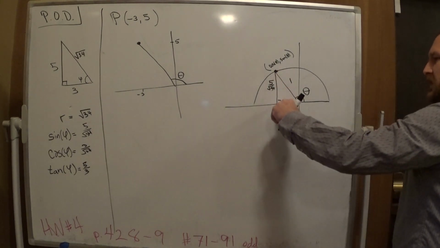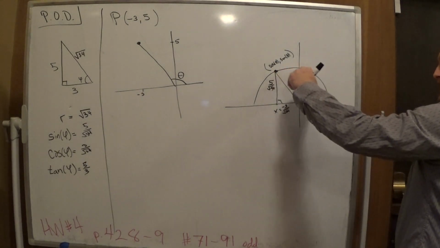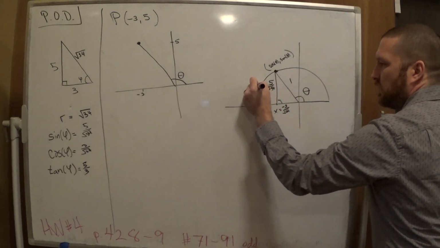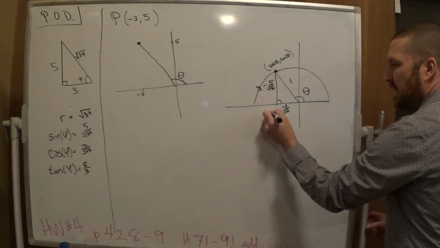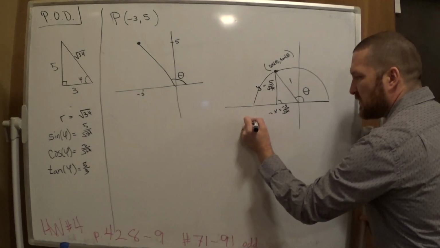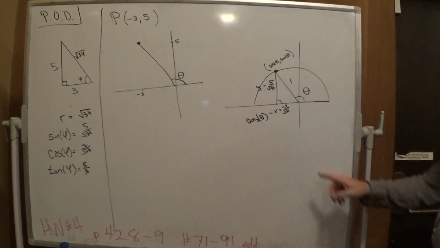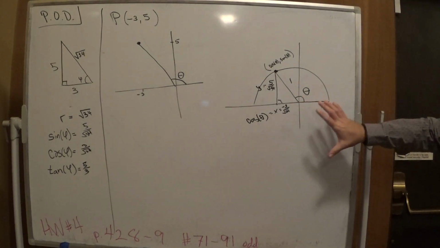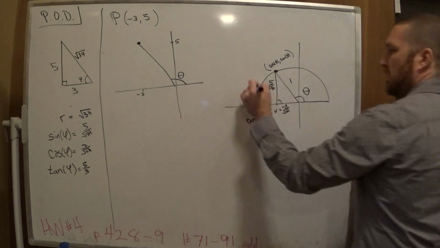Is this positive or negative? Positive. The y value is positive because it's above the x-axis. And so this y value is that. And indeed, that's what this means. That means that cosine theta is equal to negative 3 over root 34. This is how we're going to eventually formalize this.